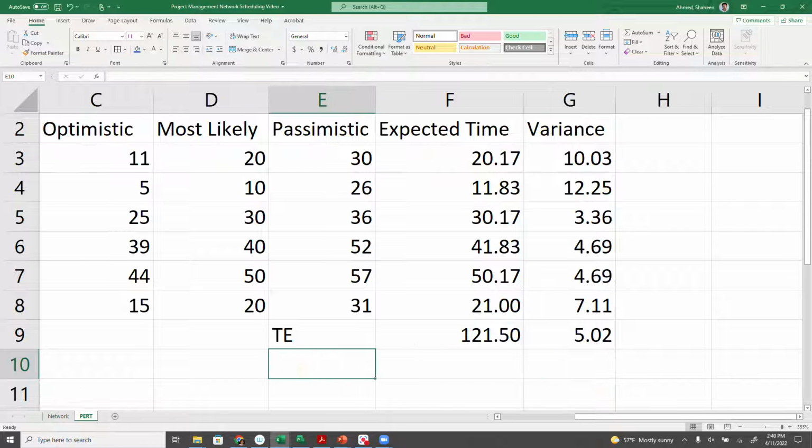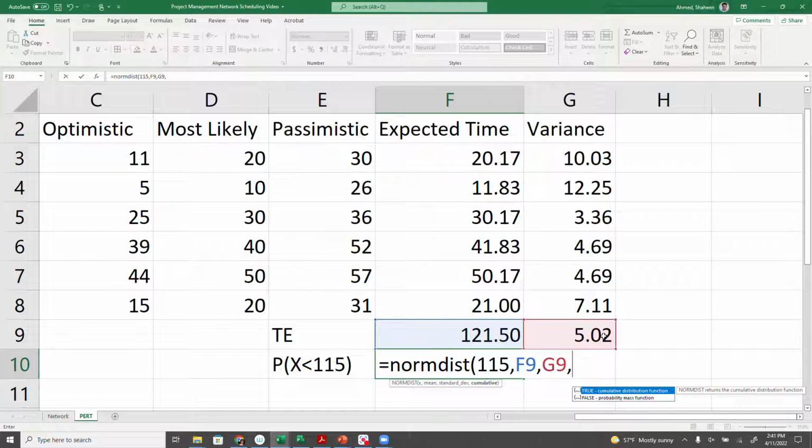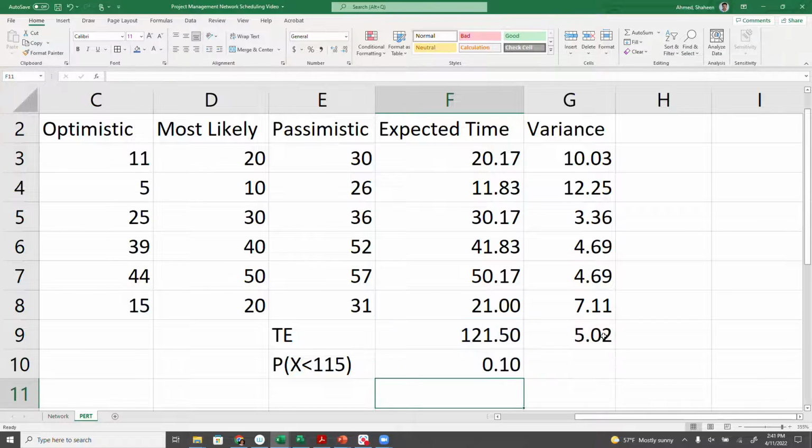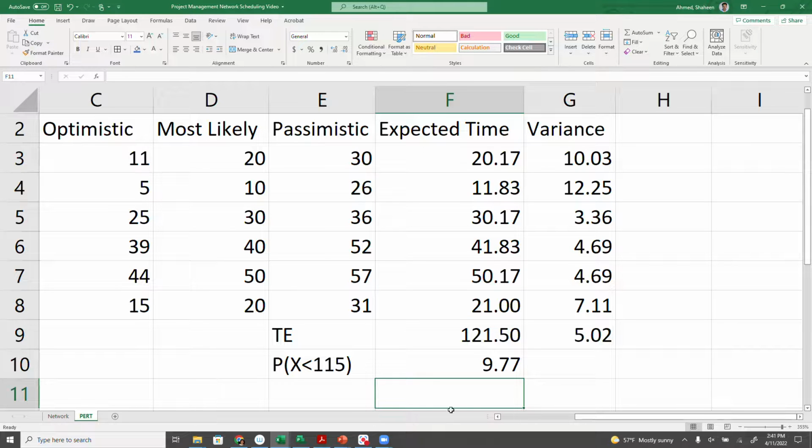Now, if the question is asking, let's say, what is the likelihood this project will be finished before 115 days, if we want to calculate that likelihood, we can simply use the function called NORM.DIST, and then 115 is the x. This is my mean value, comma, the standard deviation, comma, the cumulative probability that we're looking for here. So it's a 10% chance that the project will be completed before 115 days.